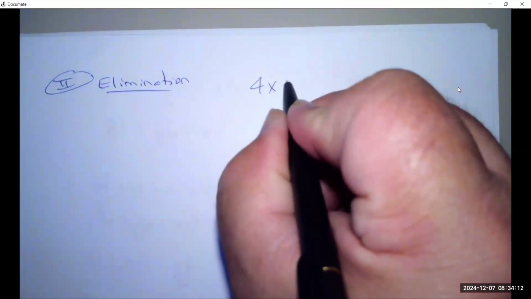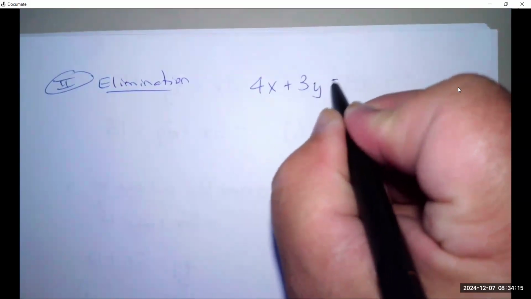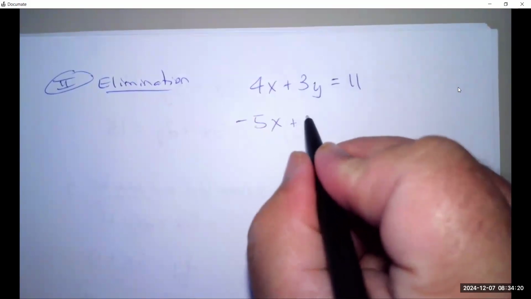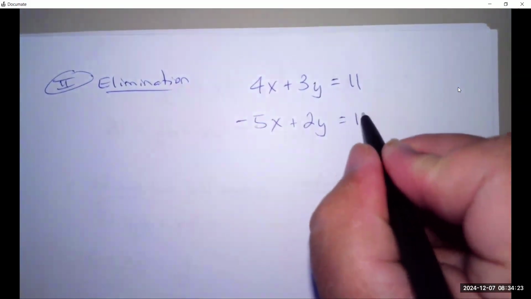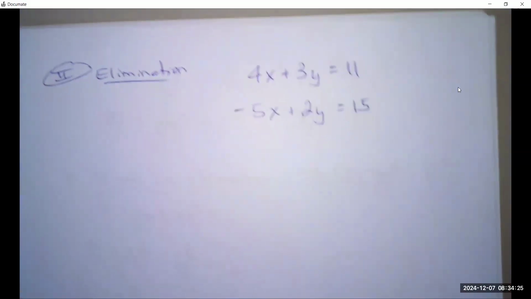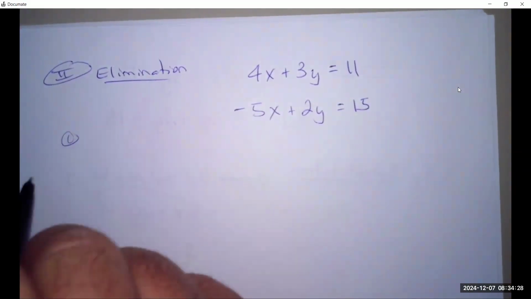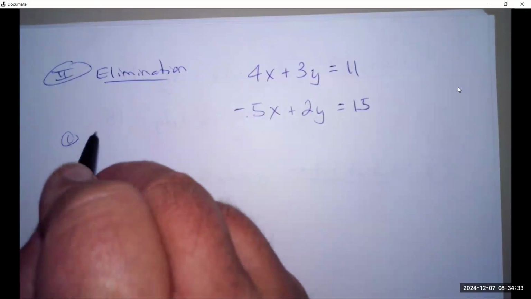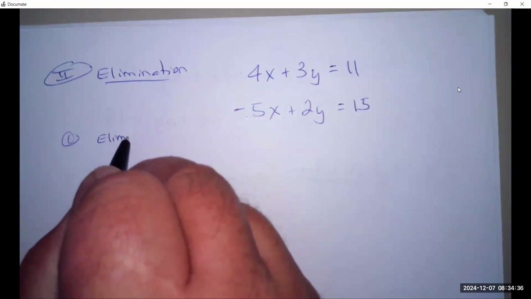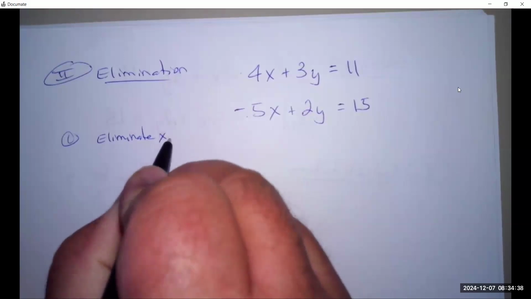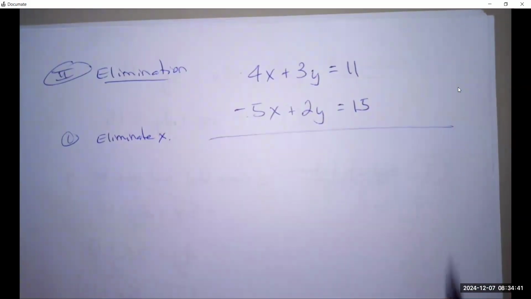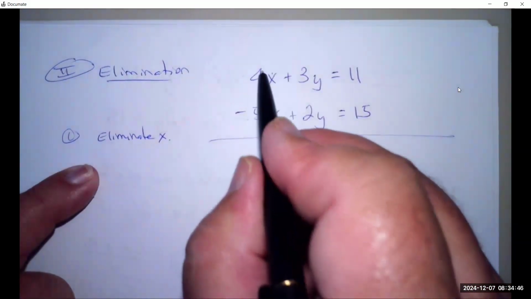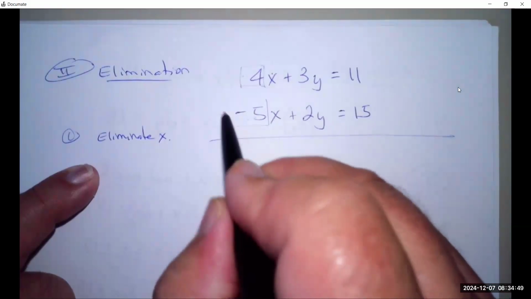So we have 4x plus 3y equals 11, and negative 5x plus 2y equals 15. So, elimination. First step: which variable do we get rid of? Well, since these are opposite signs, I would eliminate x.